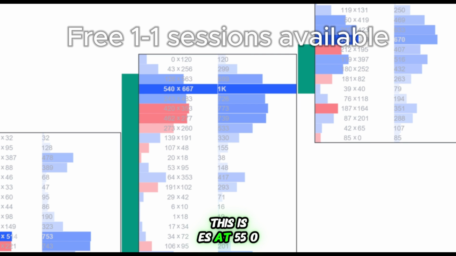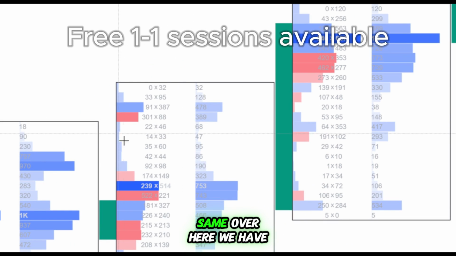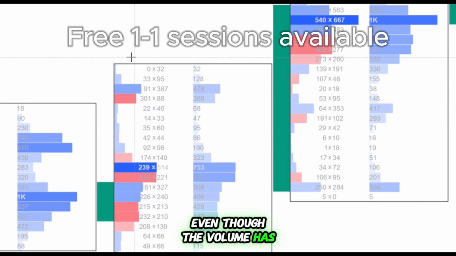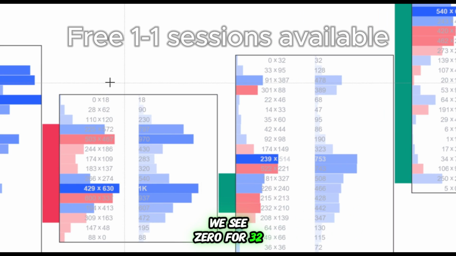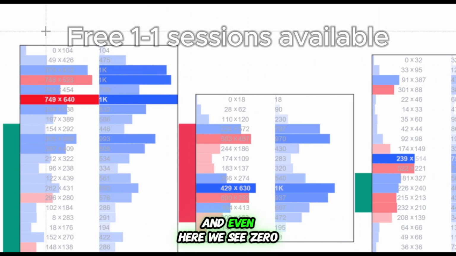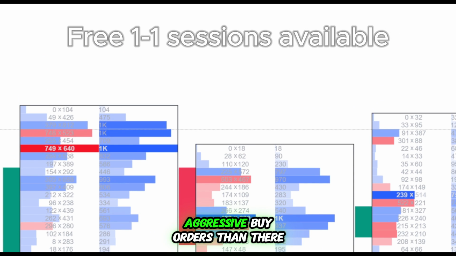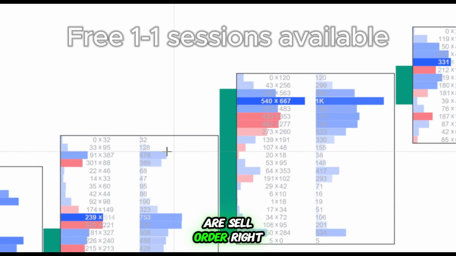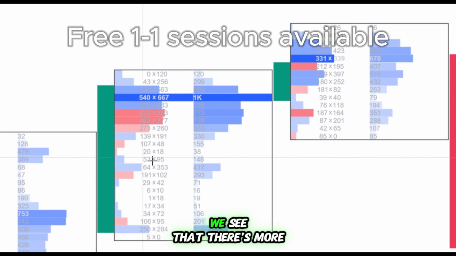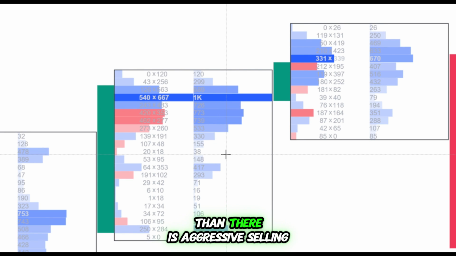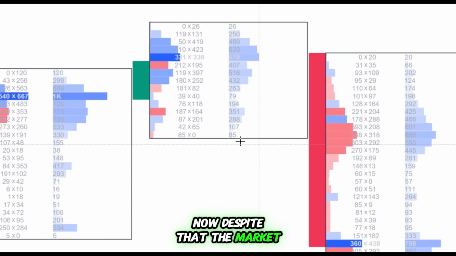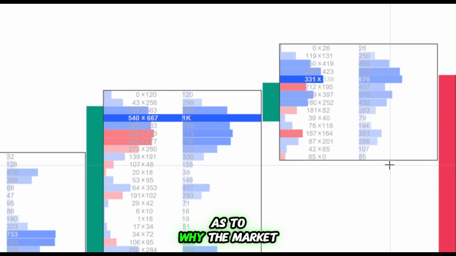So this is ES at 55.06 roughly, and this is telling us that we have a lot of aggressive buy orders coming into this region. Same over here, we have blue delta. Even though the volume has dried out, we see 0 for 32, here 0 for 18, and even here 0 for 104. This represents more aggressive buy orders than sell orders. So if we go back to our original candle, we see more aggressive buying than aggressive selling. Despite that, the market moved down, and we're going to go into why the market moved down and how you can use footprint charts to your advantage.